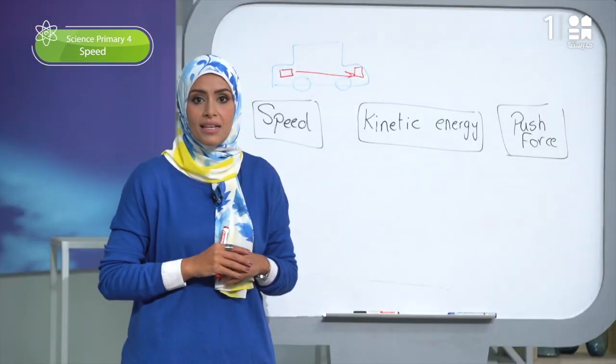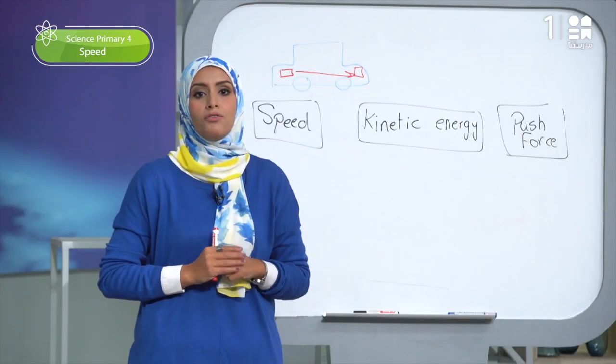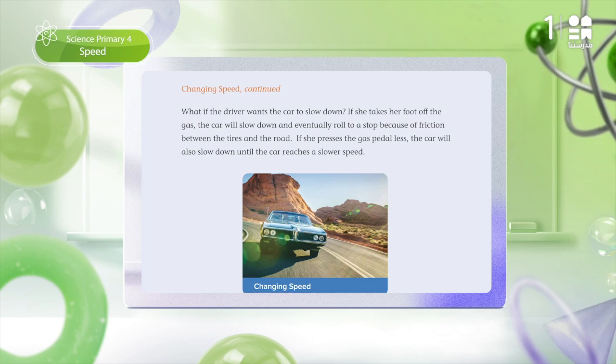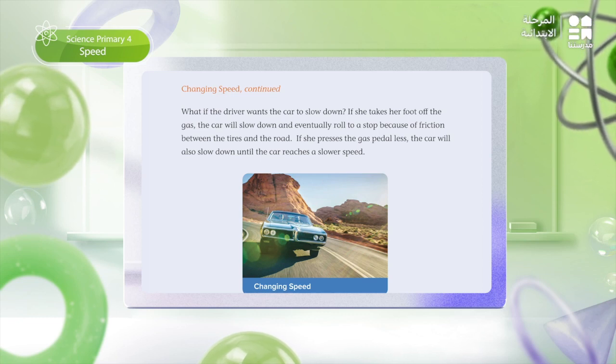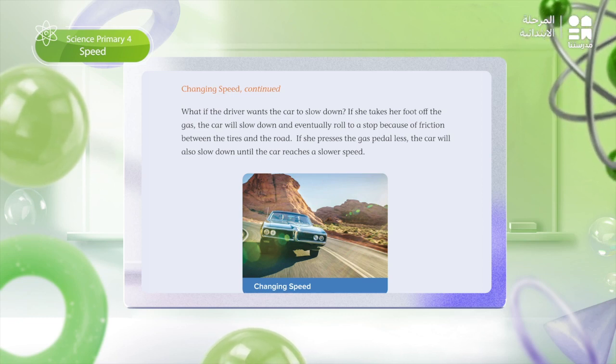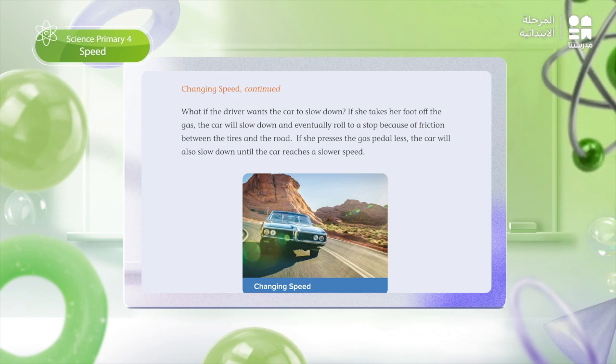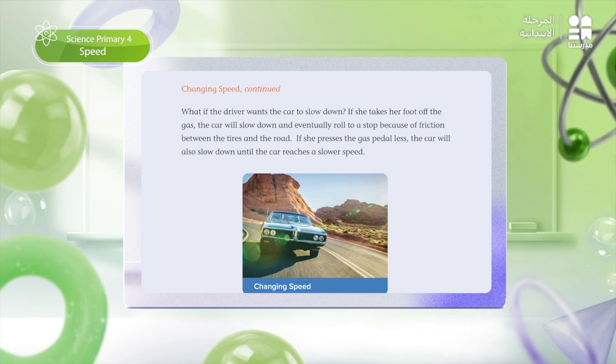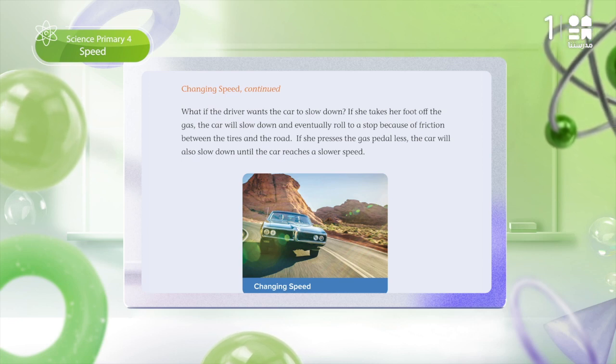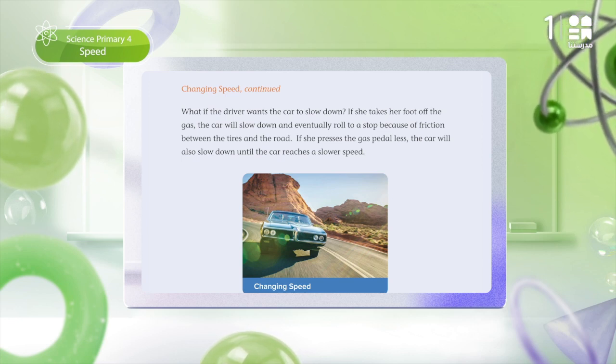Let's continue reading the rest of the text in page 204, then return back. The text says, what if the driver wanted to reduce the car's speed? If she takes her foot off the gas pedal, the car will slow down and eventually roll to a stop. Because of what?